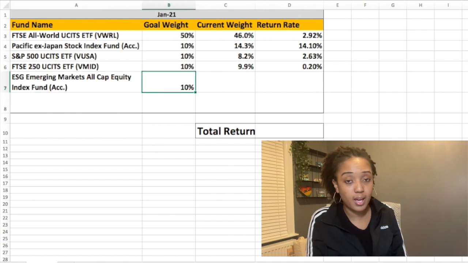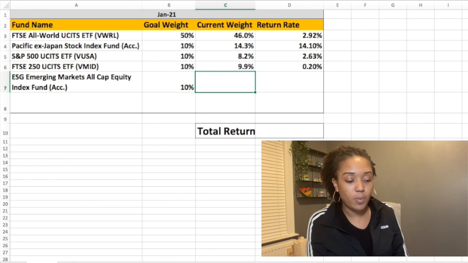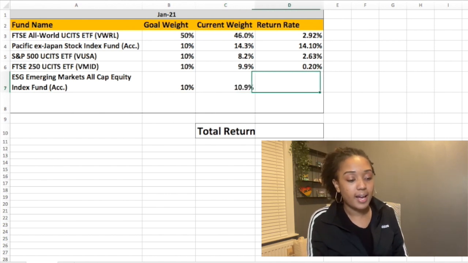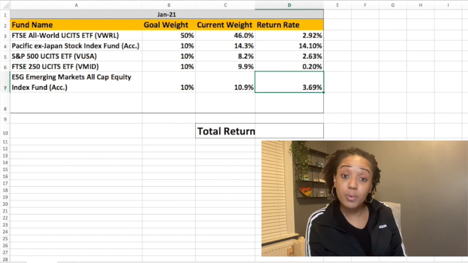Goal weight for this again is, surprise, surprise, 10%. And my current weight is 10.9%, so just a little bit over the goal weight. And the return rate is 3.69%.